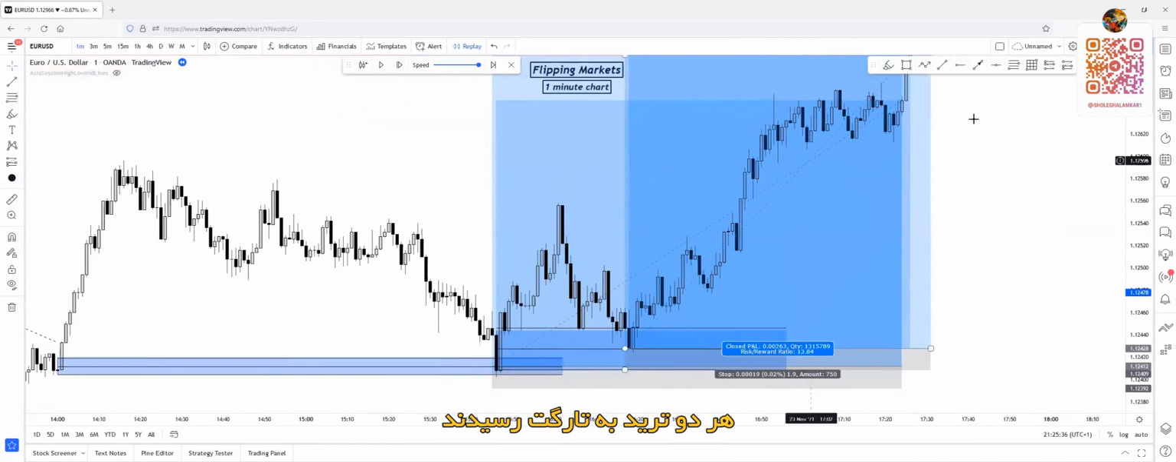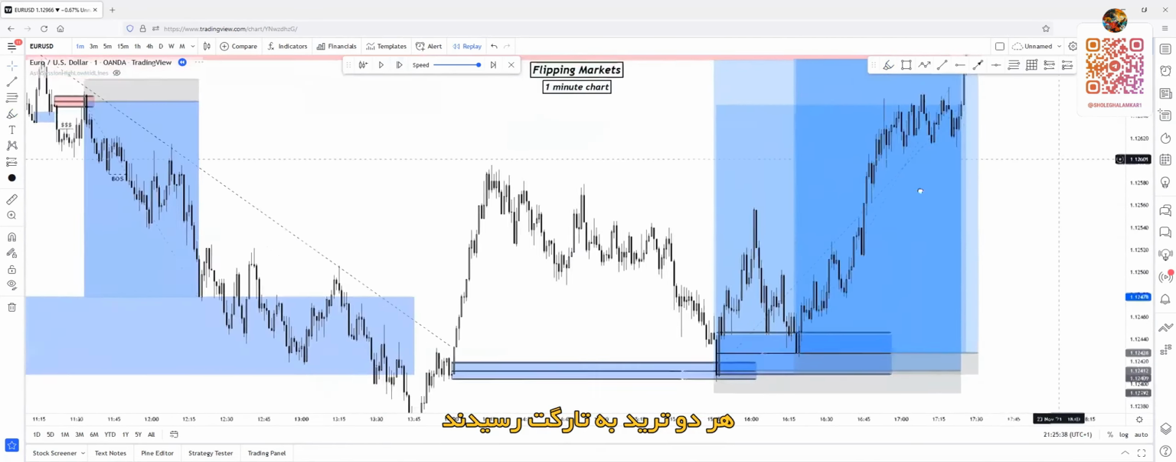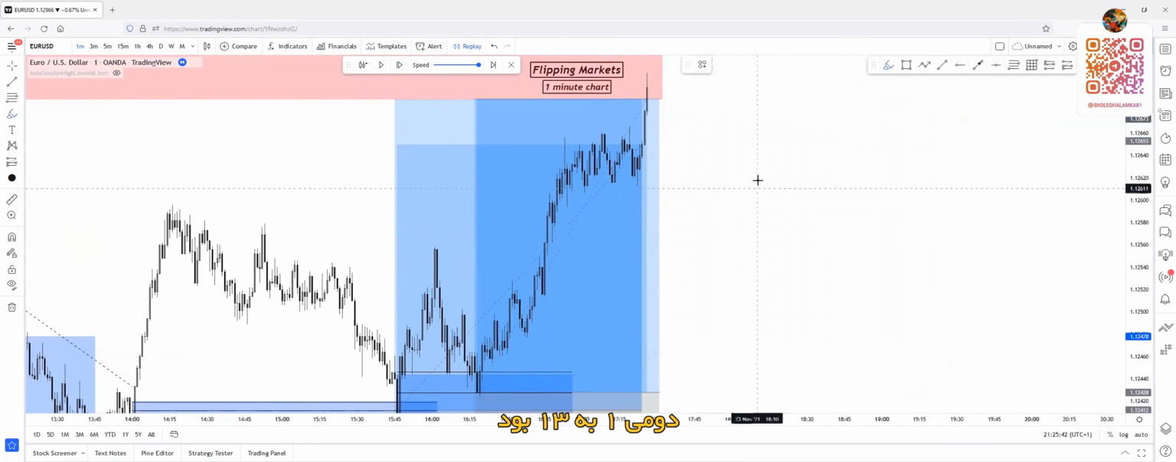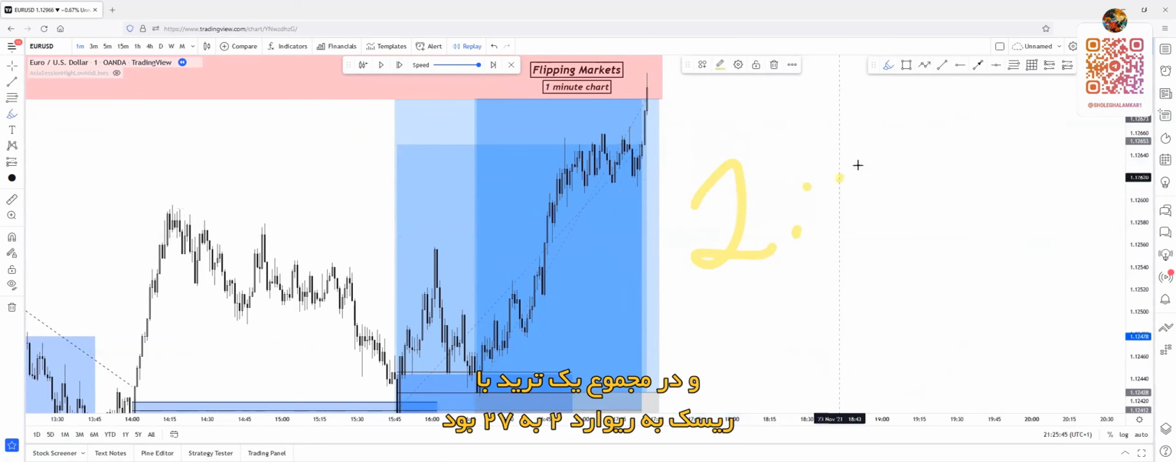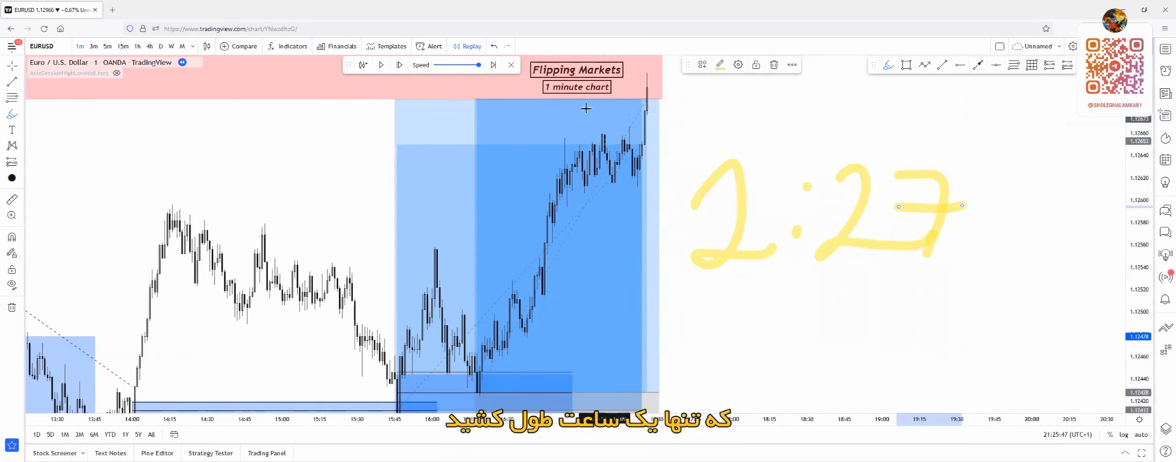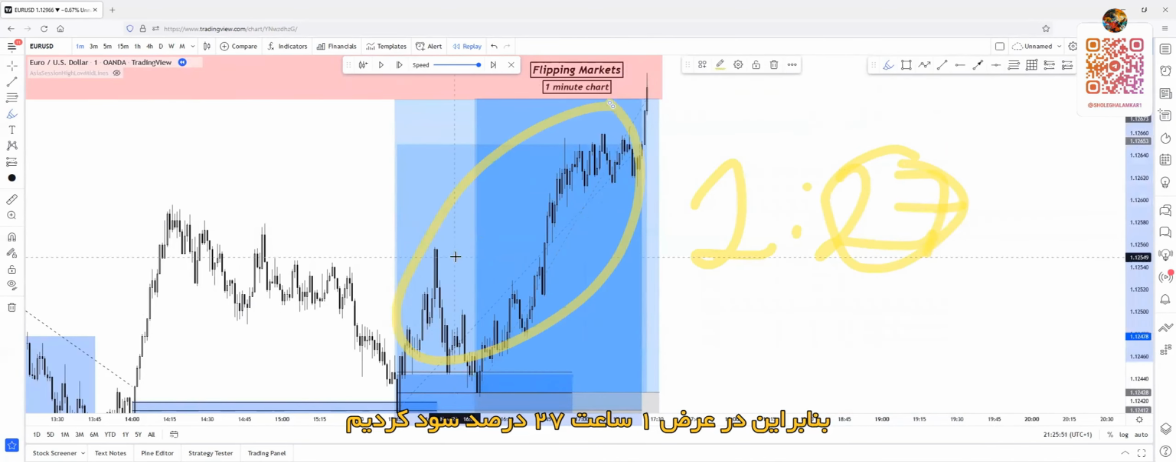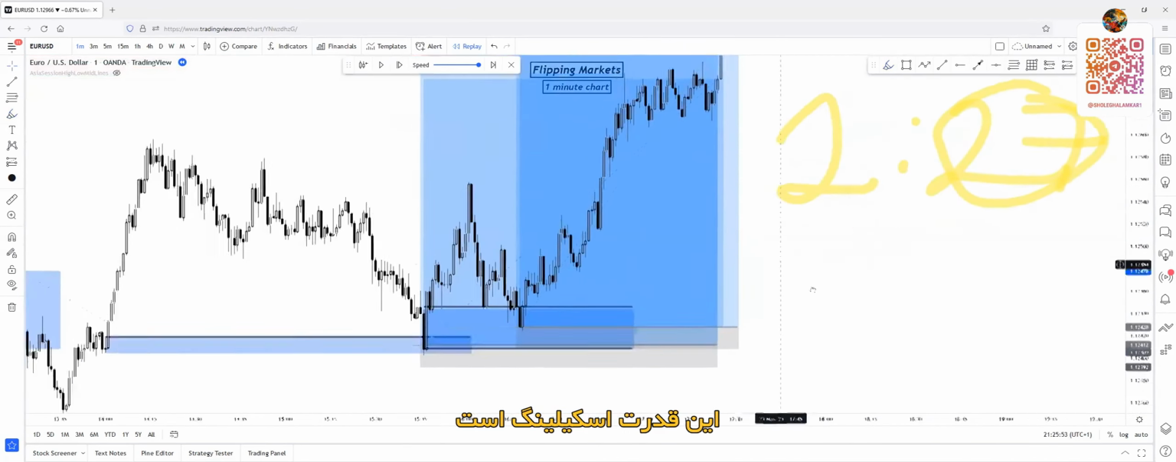Both of our trades, both of our positions did hit TP. So the first one was 1 to 14, yes. The second is 1 to 13. So overall, we booked 2 to 27 risk-reward ratio in just an hour. So we booked 27% in just an hour. This is the power of the scalings.